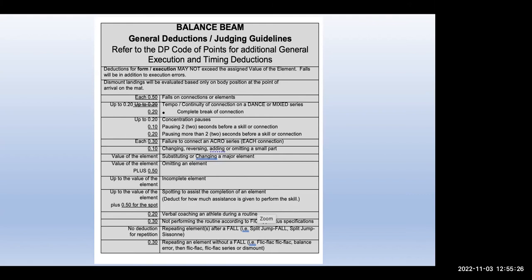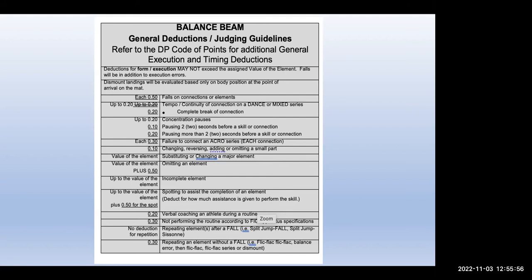Changing, reversing, adding, that's in your compulsory book. So we're doing that. The substituting or changing a major element, that's the value of the element. That is a change from your compulsory book because your compulsory book puts substituting and omitting together. They don't do that here in this routine. So if you substitute or change an element, that's the value of the element, as opposed to what we do in the compulsory book where it's double.